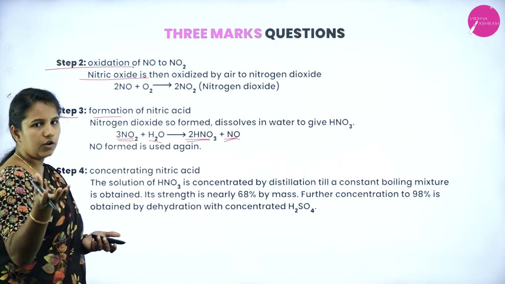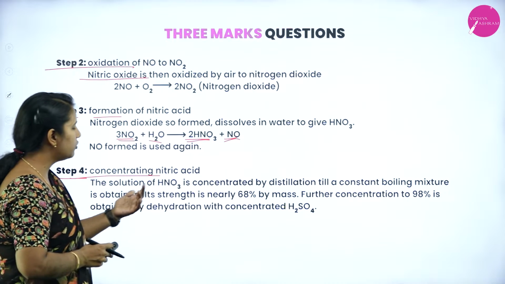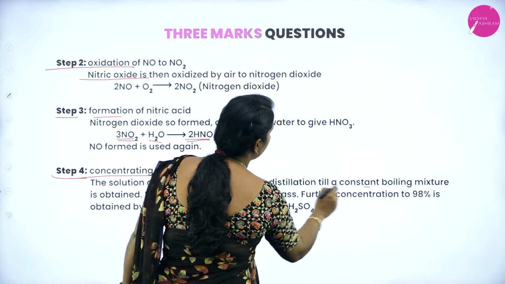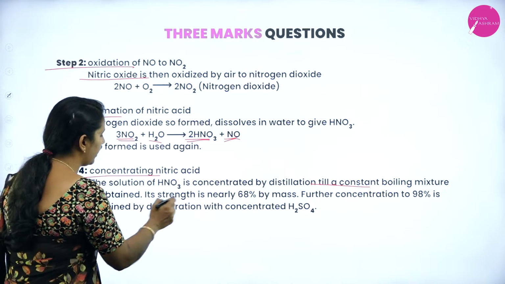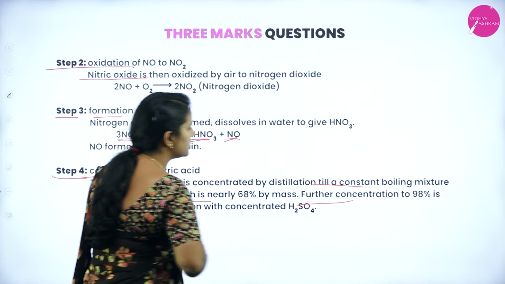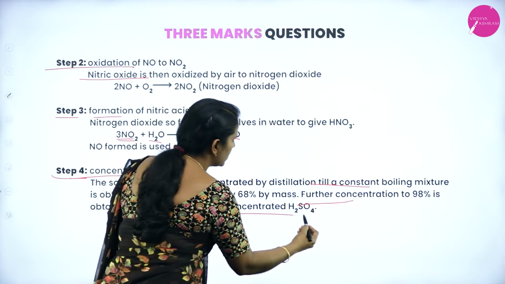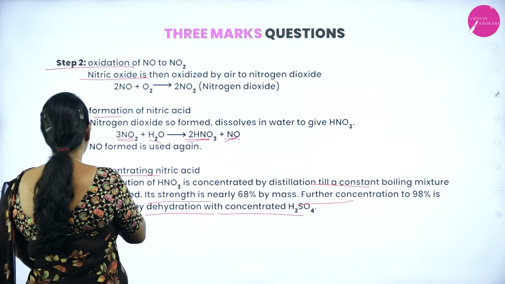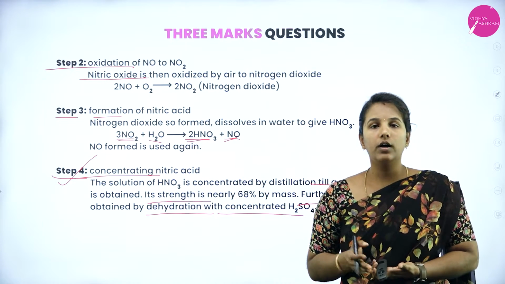And if you want to get concentrated nitric acid, we have to go with the fourth step. That is, the solution of HNO3 is concentrated by distillation until we get a constant boiling mixture. Constant boiling mixture is obtained and strength is nearly 68% by mass, and further concentration up to 98% can be obtained by dehydration with concentrated H2SO4. So this is your exceptional case. Step 4 is the exceptional case, but remember all the 3 steps.